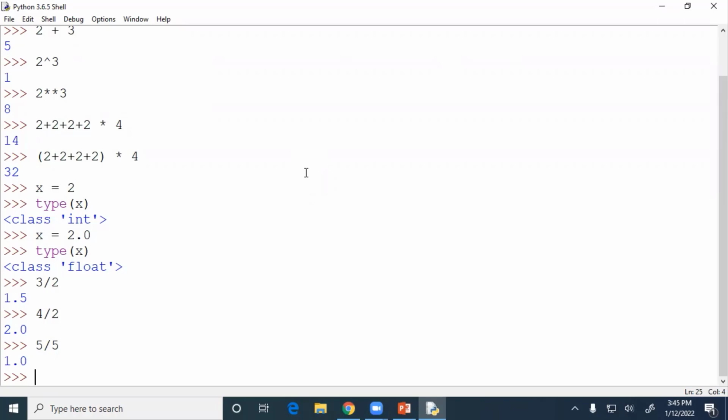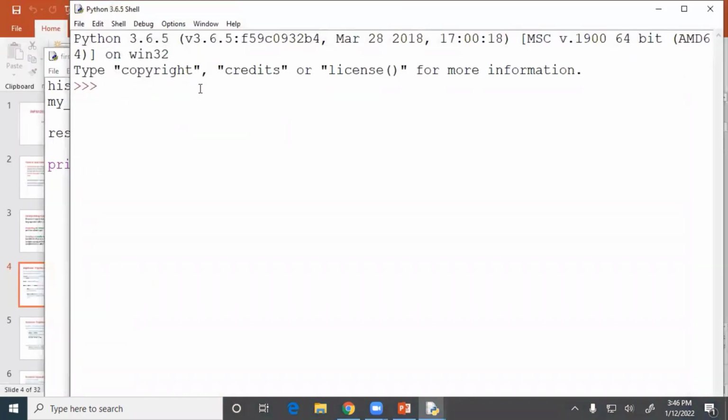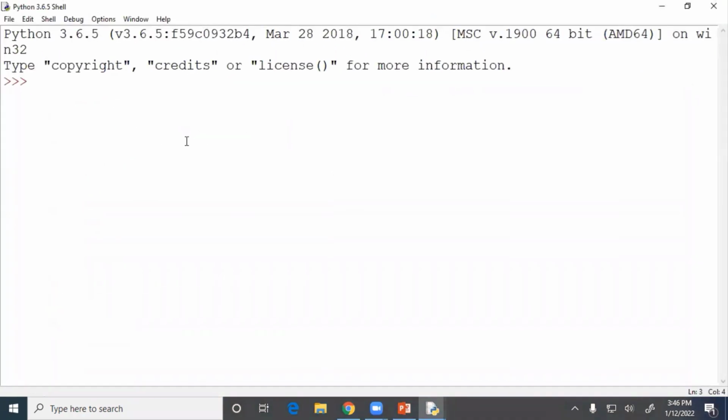Yes? Okay, excellent. So let's say now I have 2 power 2000. What does it mean? We have a clear shell, so you can see. Do you remember? This is 2 power 2000.